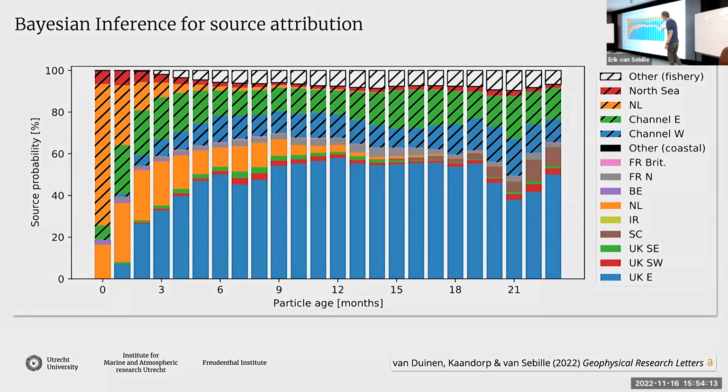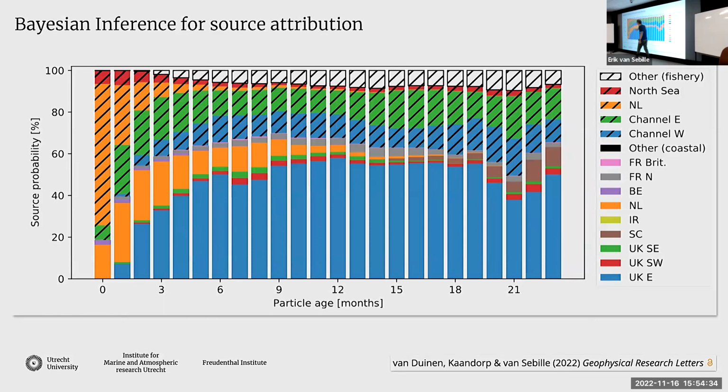So here we see, from that same location and beach in the Netherlands, the probability that it came from any of the sources from age 0 to age 2 years. All of the hashed is the fisheries, and all of the non-hashed is from rivers and coastlines.